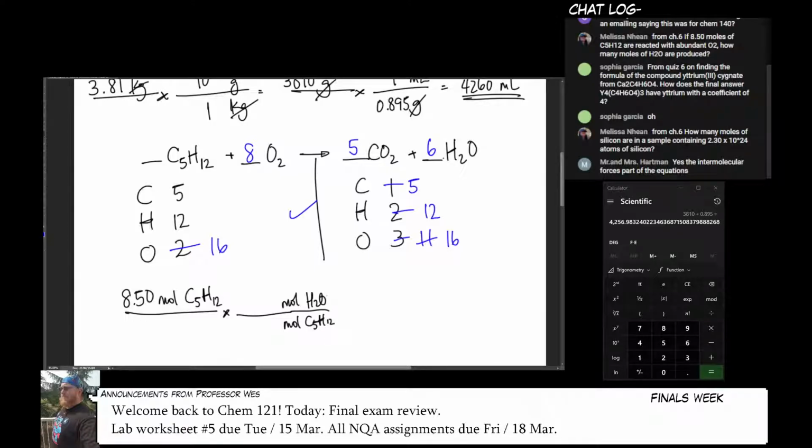So we know how many moles of H2O are produced per mole of pentane. So if I put one of these in, because there's a 1 right here in this blank space, and then right here, we've got a 6 for H2O. So every 1 mole of pentane I combust, I create 6 moles of water from the reaction. And so this would be 8.5 times 6, which gives us 51.0 moles of H2O.